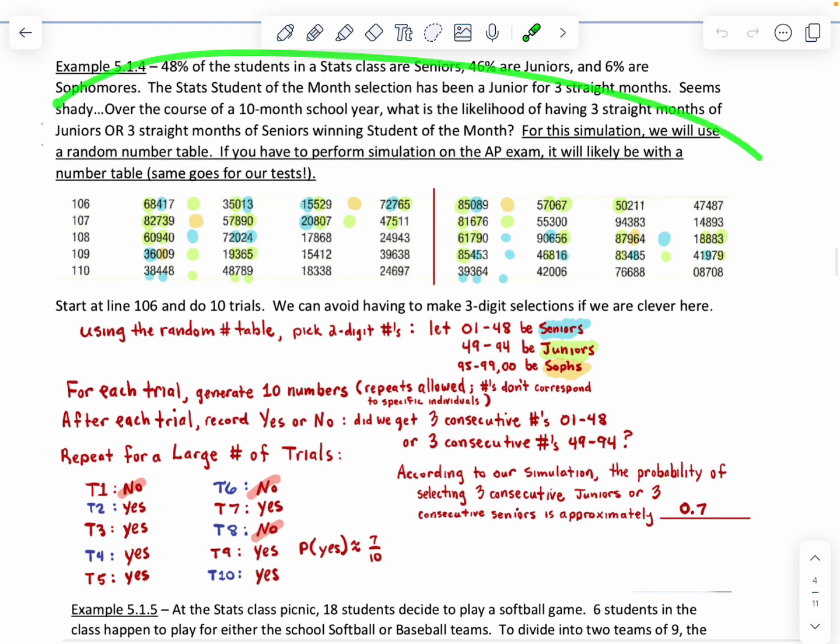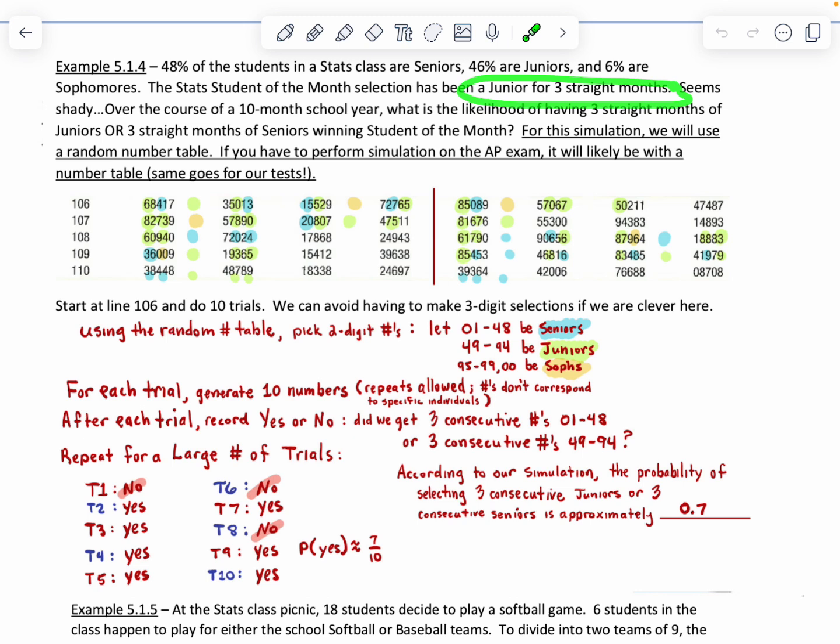But first you can go ahead and pause the video, read through the prompt. We are selecting a student of the month for 10 months out of the school year. And we have a breakdown, which is very important for our model, step 1, that I'm going to refer to in a second. We have this many seniors, this many juniors, this many sophomores in terms of percentages. And what's weird about this question is that for 3 months in a row, a junior has been selected and all the seniors are pissed, okay?